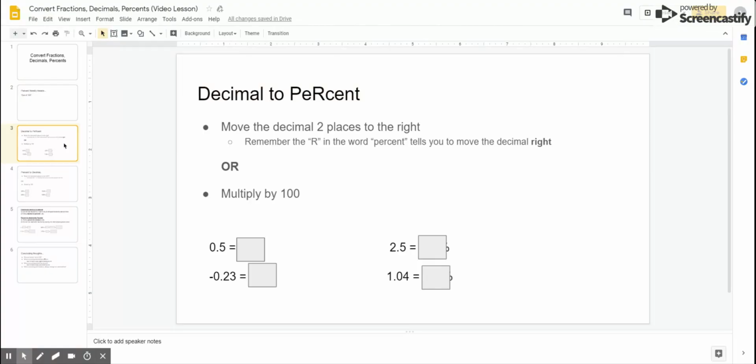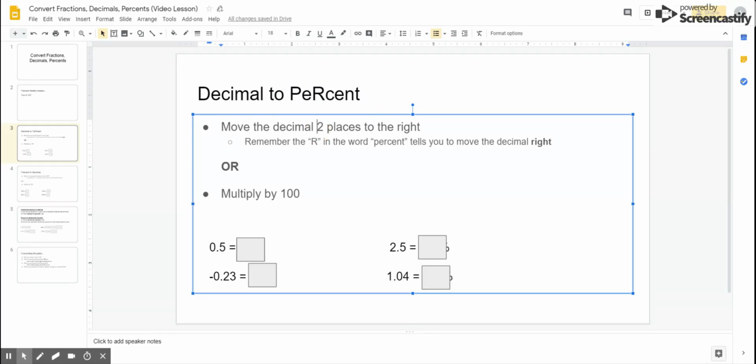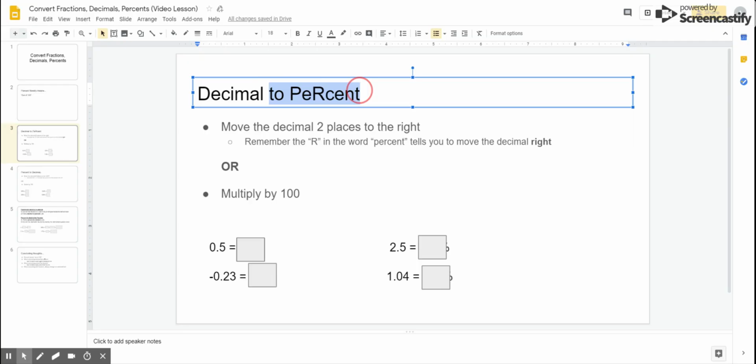Alright, so converting a decimal to a percent. I wrote it like this for a reason. So to change a decimal to a percent, you need to move the decimal 2 places to the right. Or you can think of it as multiplying by 100.